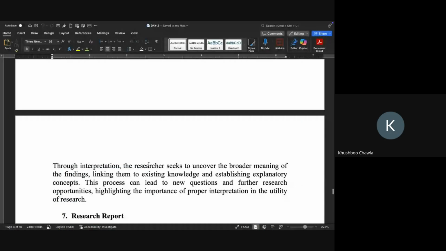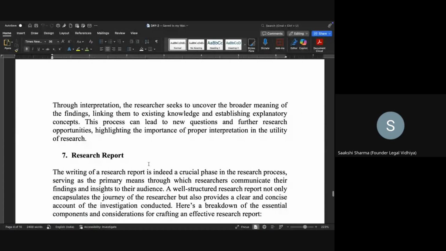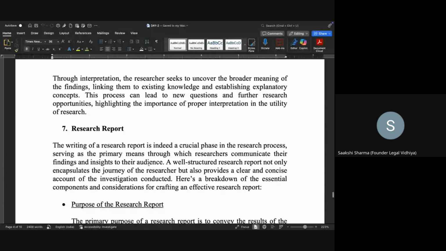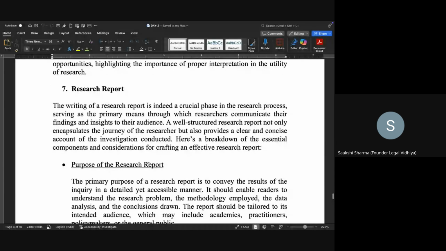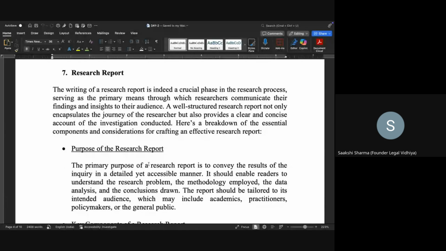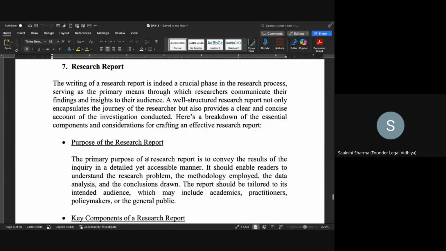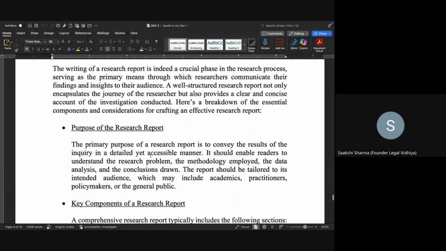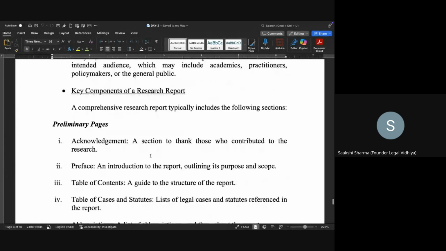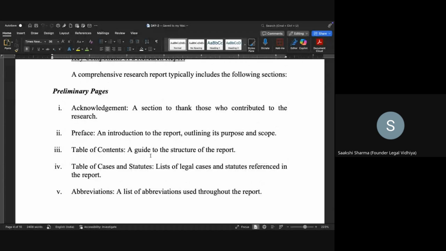Yes. Thanks, Kushbu. Now coming to the most important aspect of what you submit after collection of data and interpreting it: your research report, या फिर जिसको आप कई बार अपनी dissertation बोलते हो, कई बार आप अपनी thesis बोलते हो. Now skipping all this, coming to the main aspects of your research report या फिर आपका dissertation.